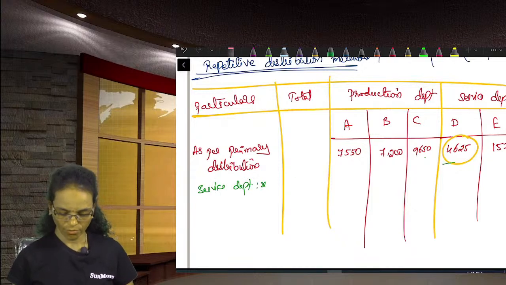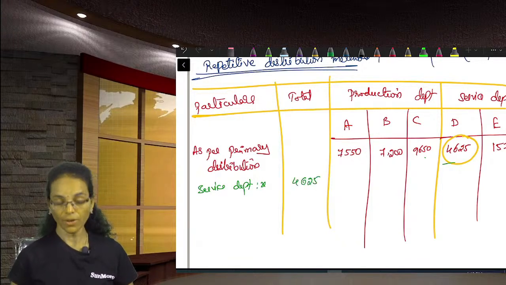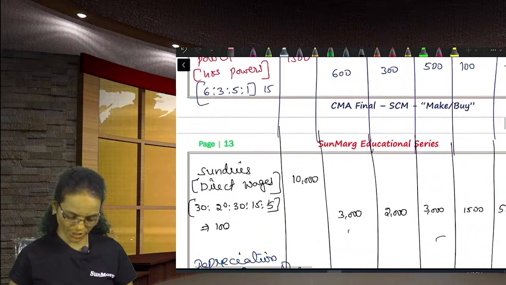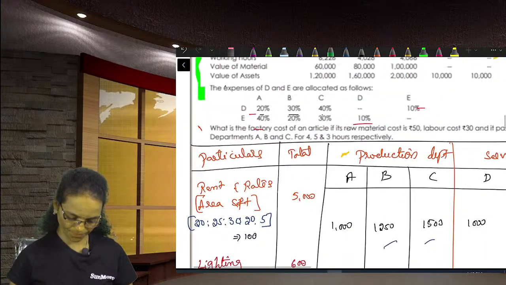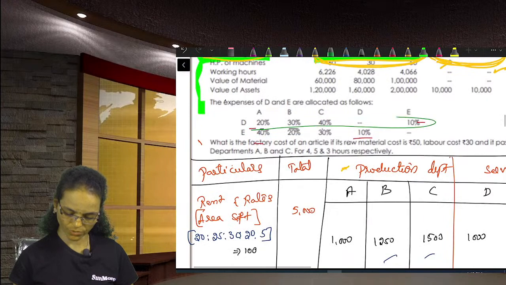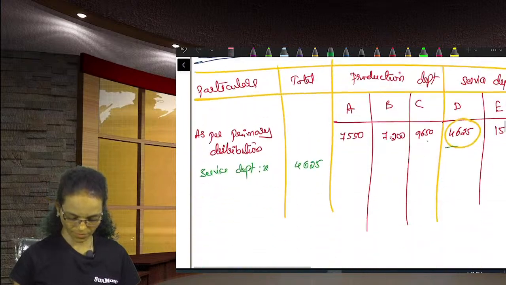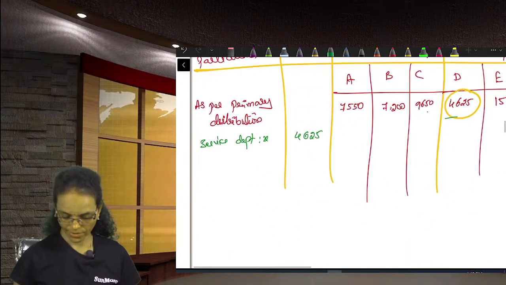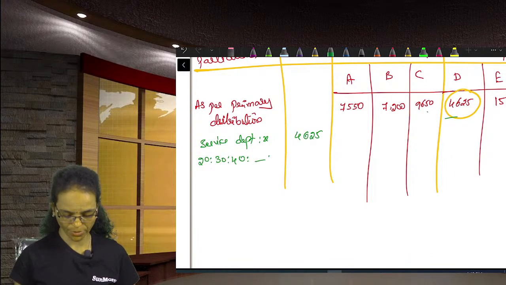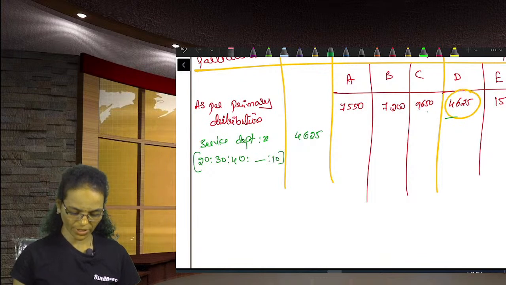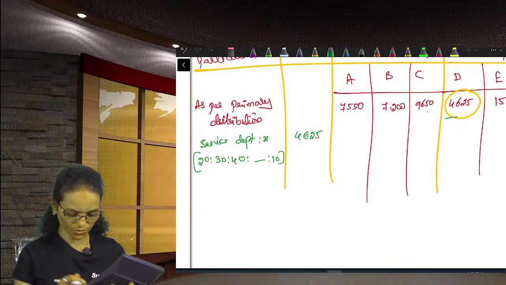This service department expenditure, 4625, is to be distributed in what ratio? In this ratio, that is 20, 30, 40 and to itself it will not distribute, and 10. You can eliminate zeros also, not an issue.